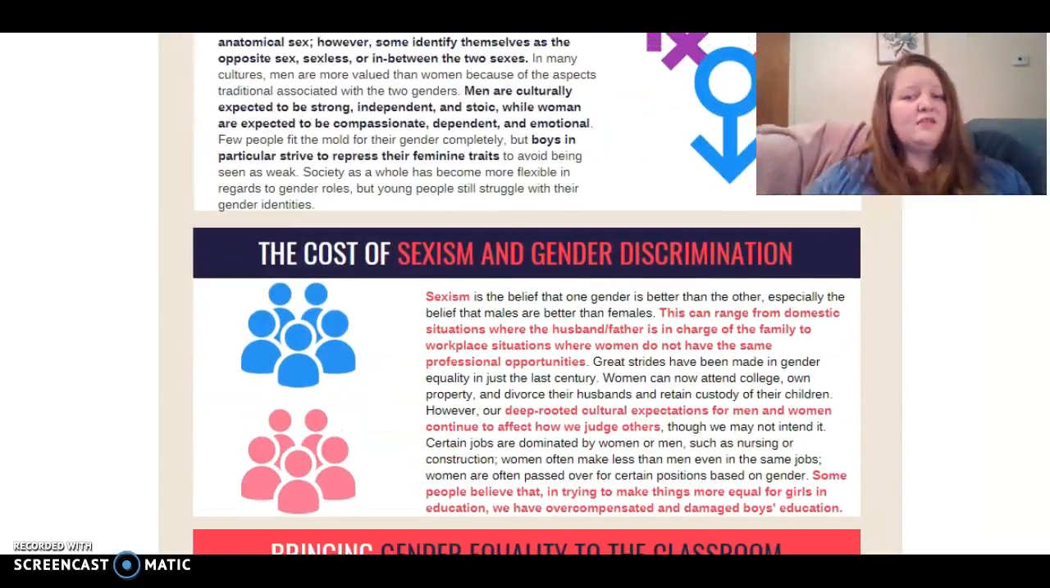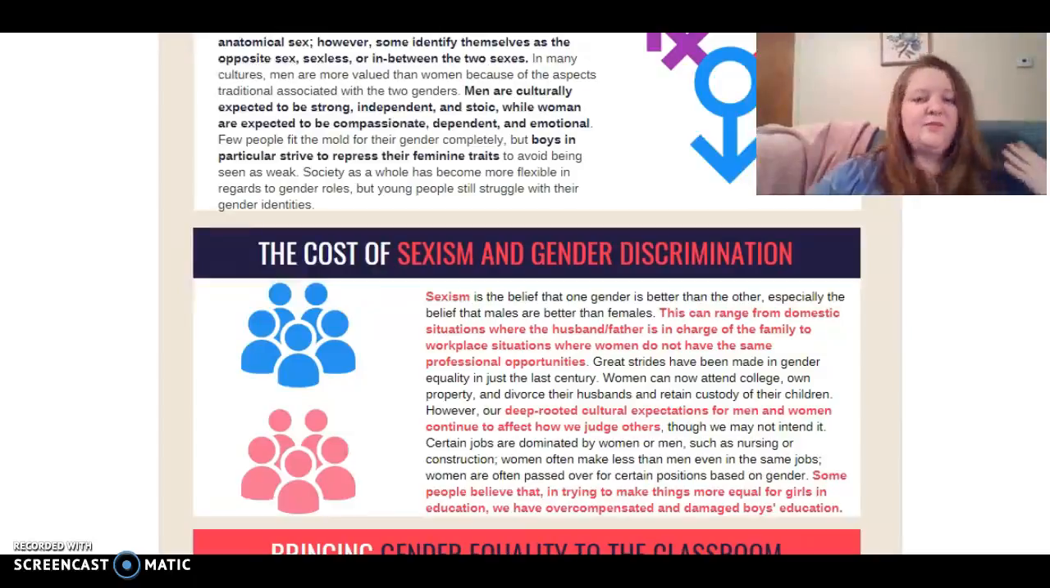So, the cost of sexism and gender discrimination. Sexism is the belief that one gender is better than the other, especially the belief that males are better than females. This can range from domestic situations where the husband or father is in charge of the family to workplace situations where women do not have the same professional opportunities.